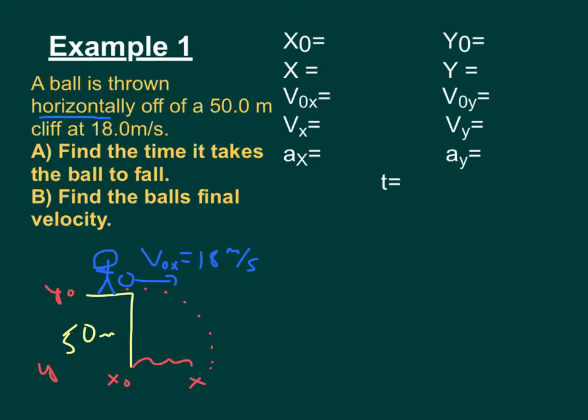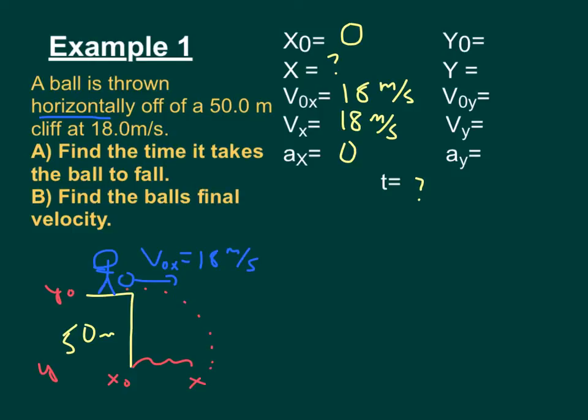So let's write down everything we know. x naught, not given to us, but we can put it as 0. x final, we don't know. v naught x is 18 meters per second. a_x is equal to 0 because this is projectile motion. We don't know time. v final x is 18 meters per second. This is because acceleration is the change in velocity. So if you have 0 acceleration, your velocity is not going to change.